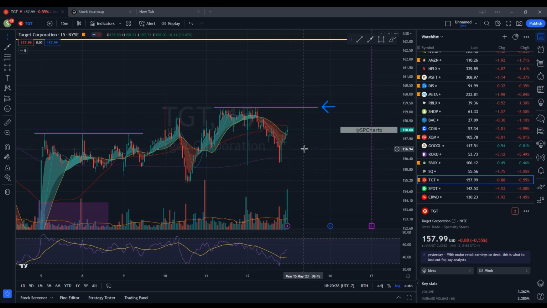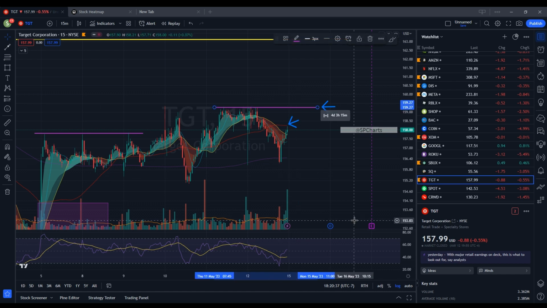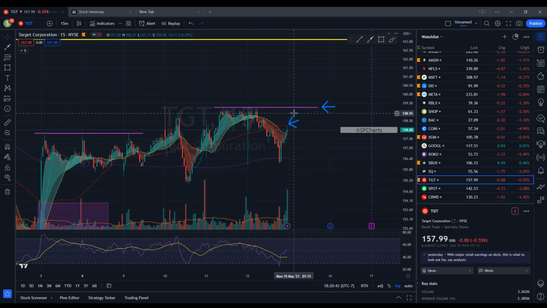Now, if you want to be early, you could potentially get in here off this break of this 50 MA, and if you have weeklies, you might be able to just take quick 10, 15, 20% right here at this level, and then hold runners for this bigger gain.